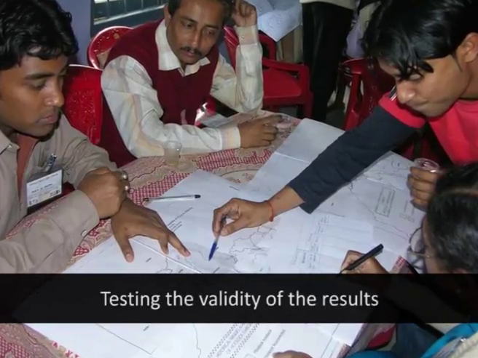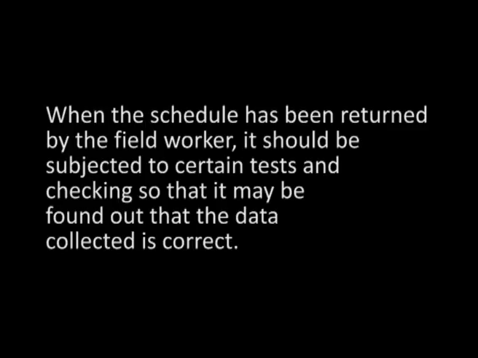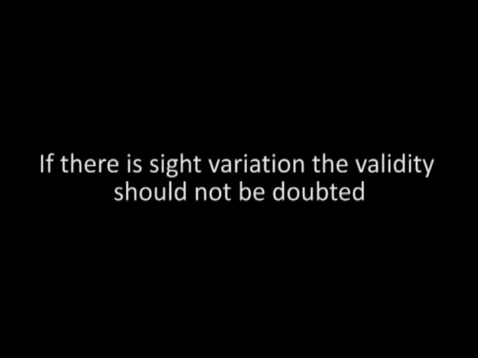Testing the validity of the results. When the schedule has been returned by the field worker, it should be subjected to certain tests and checking so that it may be found out that the data collected is correct. It can be done through various ways. The investigator may himself select certain respondents and interview them again. In case the reply is different from what has actually been recorded on the schedule, the whole lot should be either rejected or subjected to study again. If there is slight variation, the validity should not be doubted.